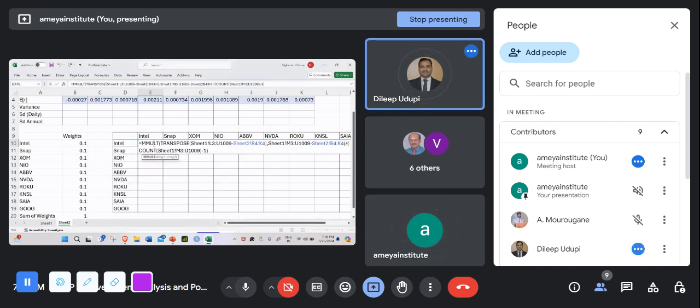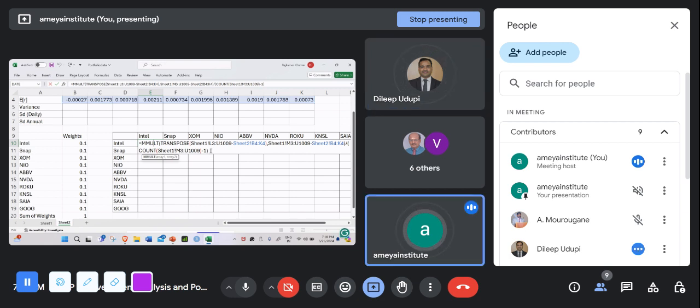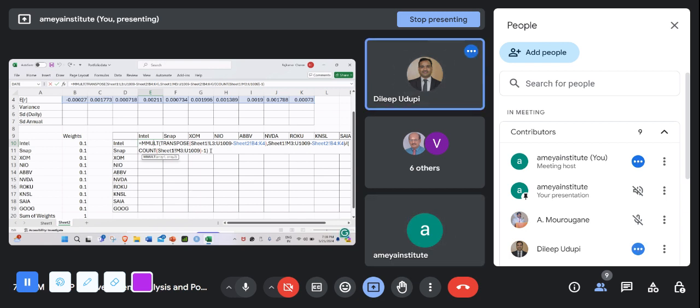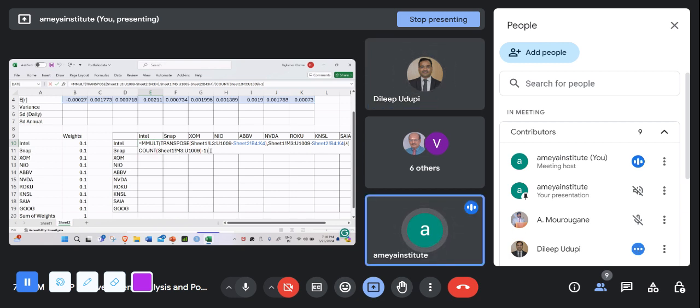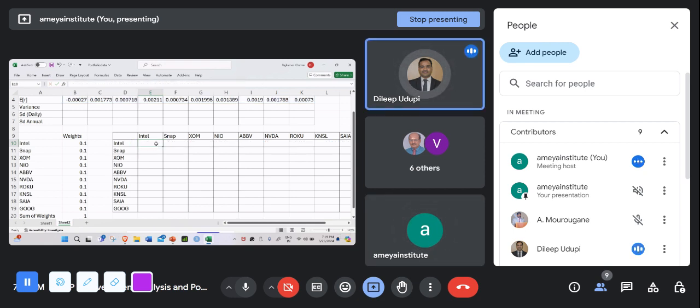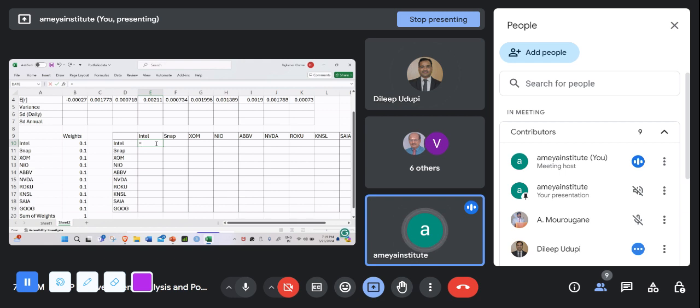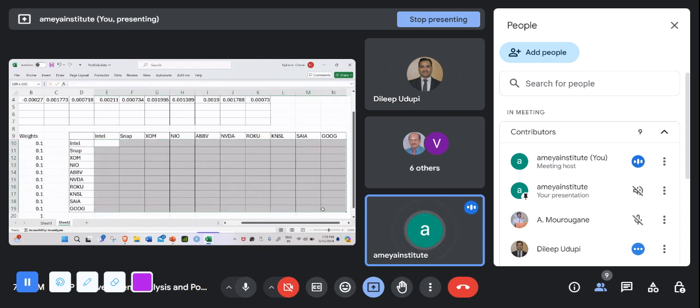MMULT, so it is not taking. Then I didn't get it. Yeah, I'll do it once again, the MMULT and TRANSPOSE. I think here we missed something. We have to select this entire range first, because we want the entire covariance matrix here.